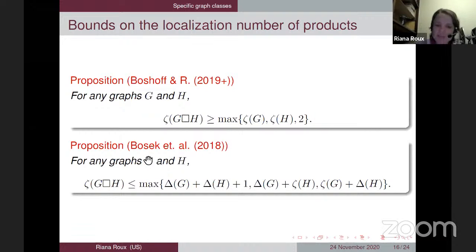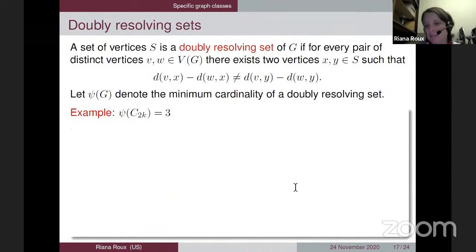Now, Bosek and friends showed in 2018 that they can also find an upper bound in terms of the maximum degree of these graphs together with the localization number of the specific graphs. And we made use of the doubly resolving number to show that we can, for certain graph classes, improve on their bound. And the idea is, once again, from something very similar to a metric dimension.